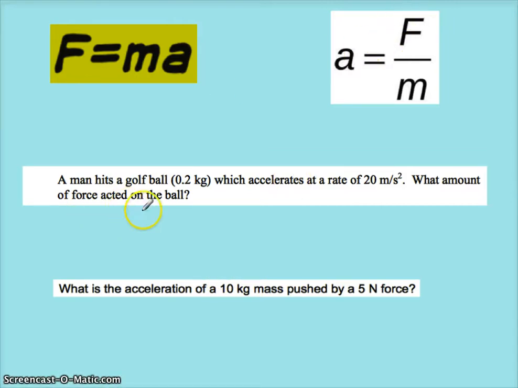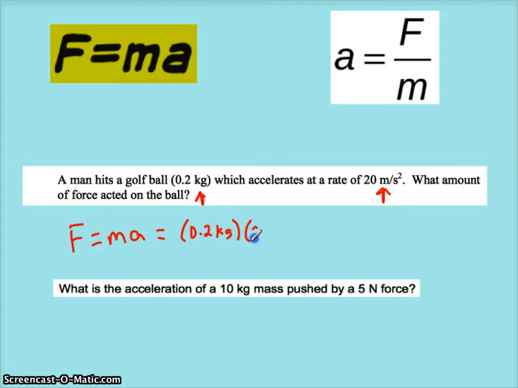So let's try this one. A man hits a golf ball, which is weighing 0.2 kilograms. It accelerates at this rate. So we have the kilograms, we have the meters per second squared. We're asking for force. Hey, that should be simple. Force equals mass times acceleration. Mass is 0.2 kilograms.